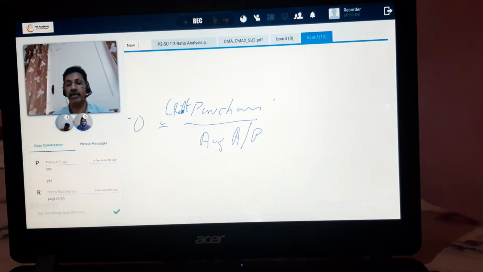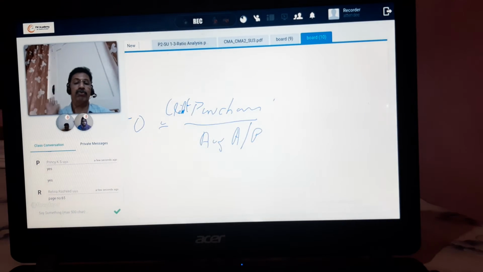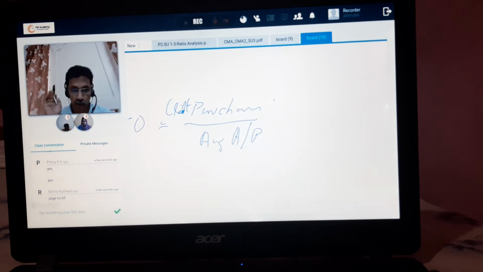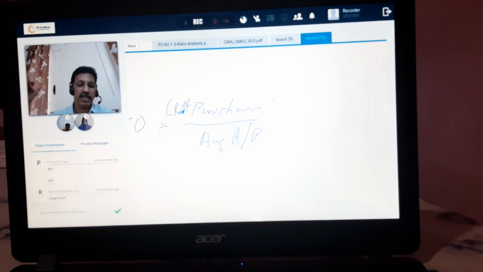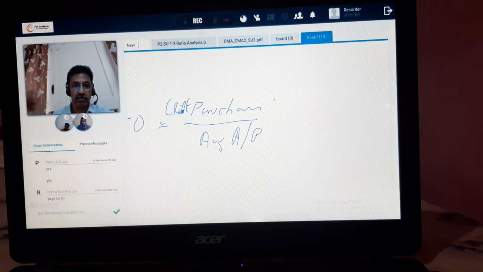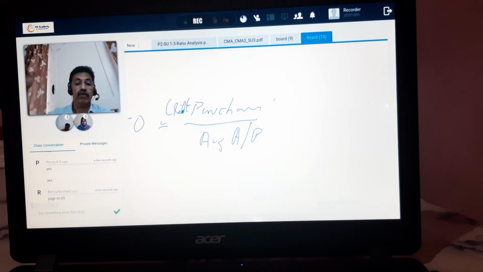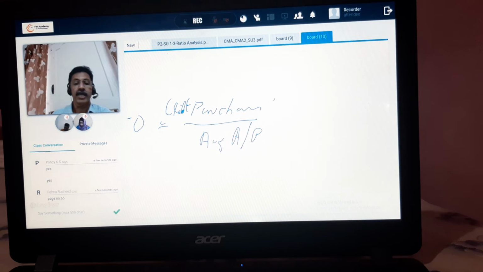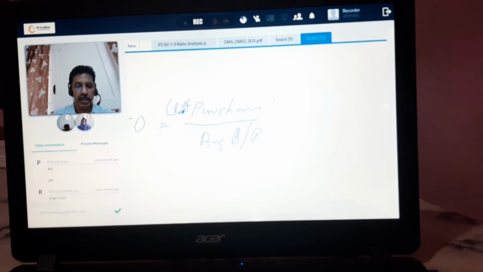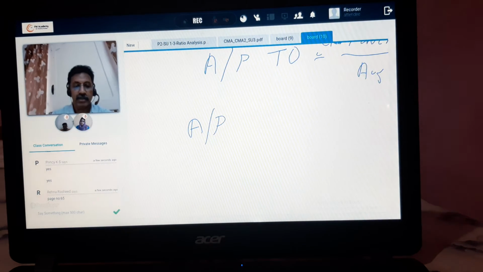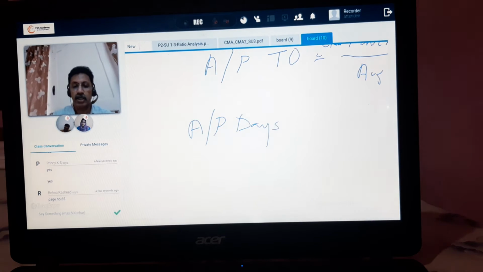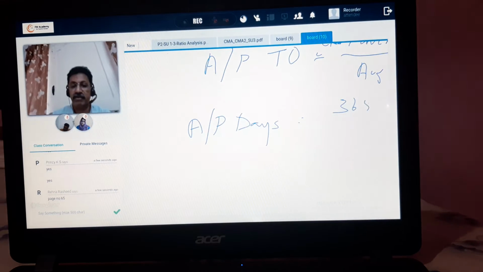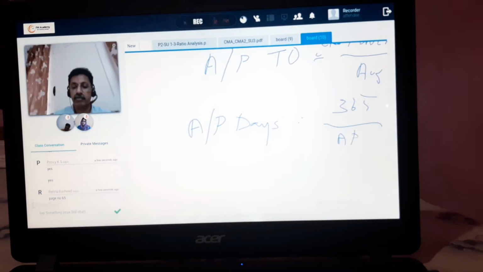On an average, how many days do you take to pay off your accounts payable? You should definitely see that that is within the credit period. Otherwise, your relationship with your vendors will be strained. You should see that. Same with the other ratios: if you want the accounts payable days, it is 365 divided by AP turnover.